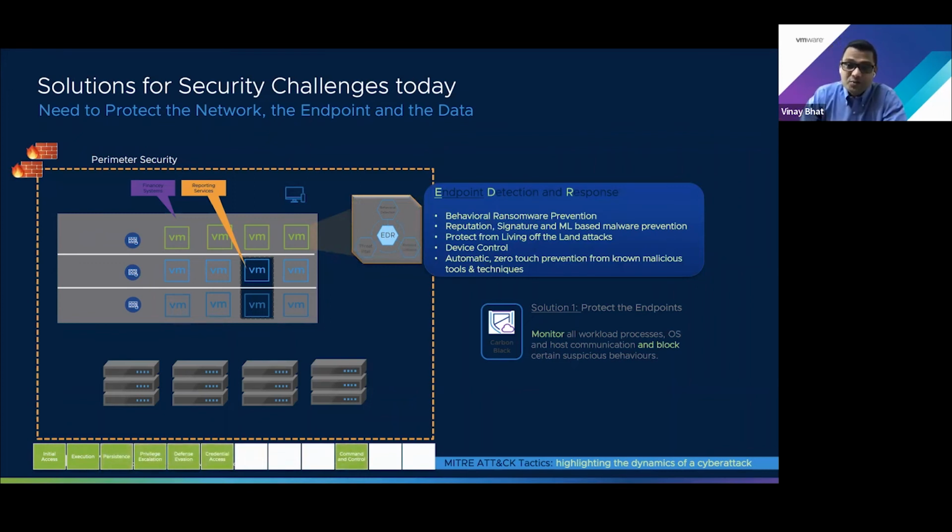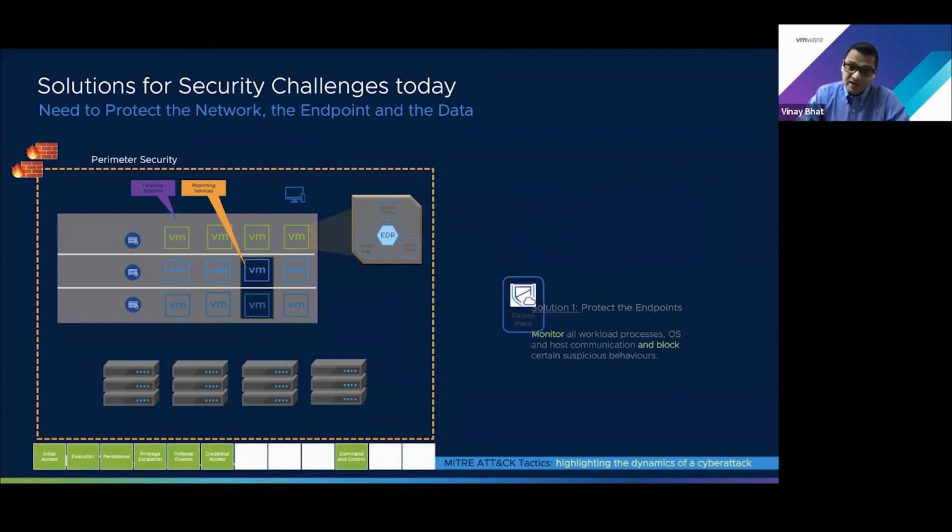Endpoint detection and response can do multiple things. It can look at your ransomware behavioral prevention. If it's a zero-day attack, I can still look at the way it behaves and give you a risk score, telling you whether it's a risky behavior or not, and so on and so forth. So that's what VMware does.